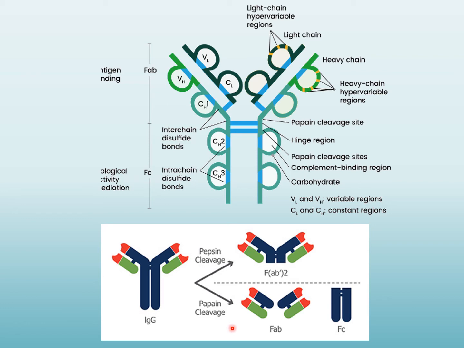However, the papain cleavage results in Fab fragments as well as Fc fragments. So it gives you a complete picture of the fragments of the antibodies.